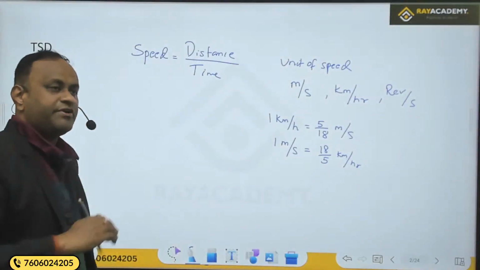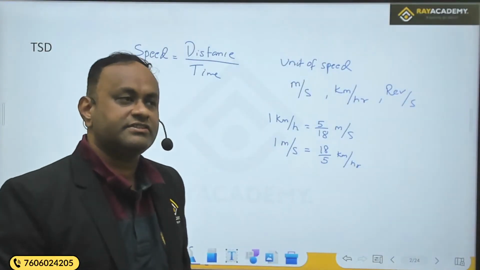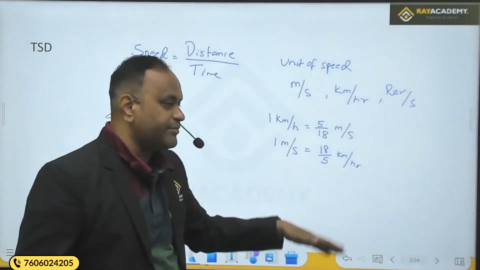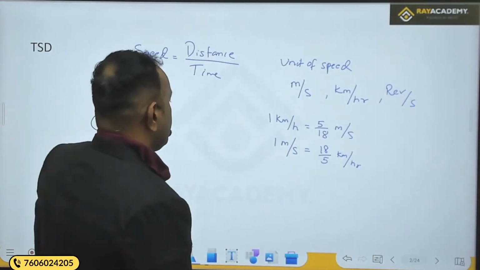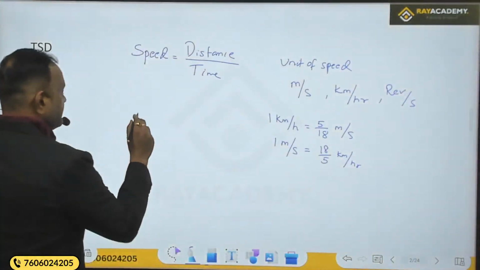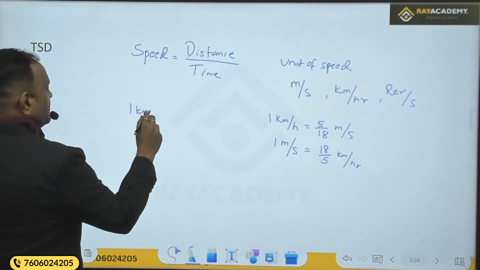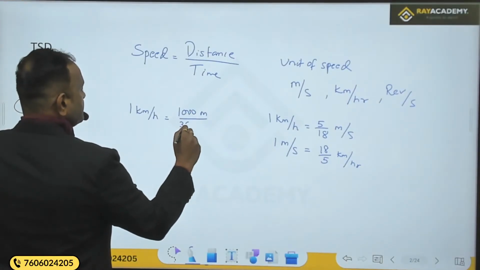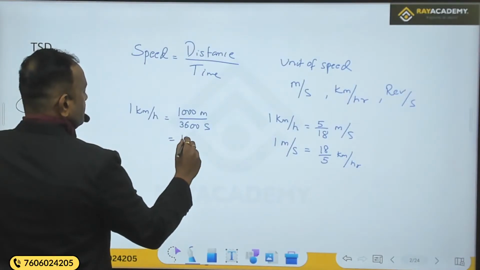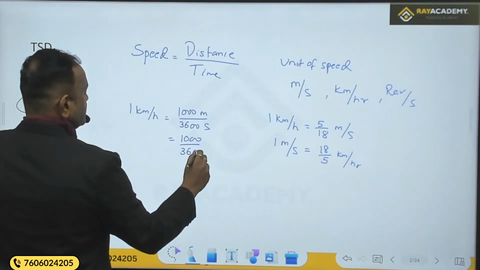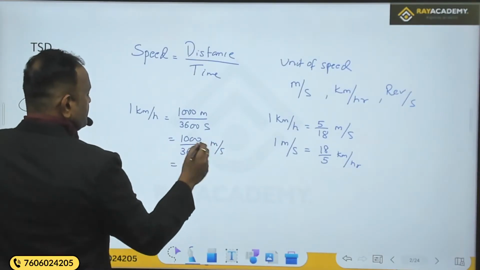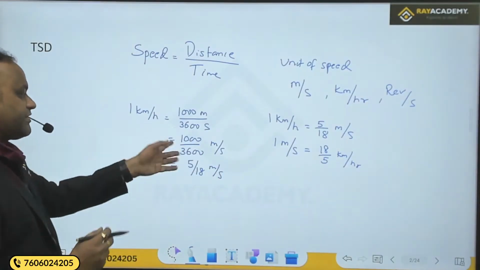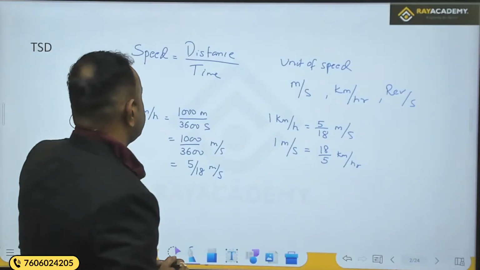Suppose the question is to convert kilometer per hour to meter per second, then I will multiply with 5 by 18, and vice versa. If it is meter per second to kilometer per hour, then 18 by 5. And where did you get this 5 by 18? It is very easy. 1 kilometer per hour means 1000 meter per hour, and an hour is 3600 seconds. So this is 1000 by 3600 meter per second. If I simplify, then you will get 5 by 18 meter per second. So if you forget, you can also calculate it in the exam, no issue.